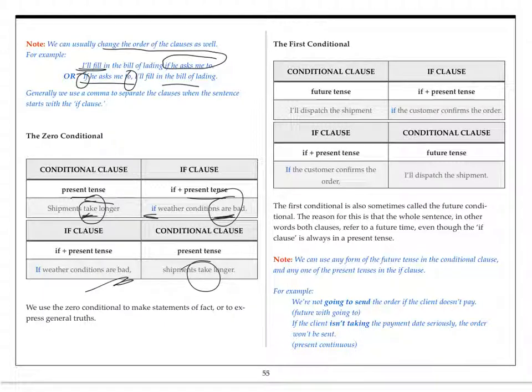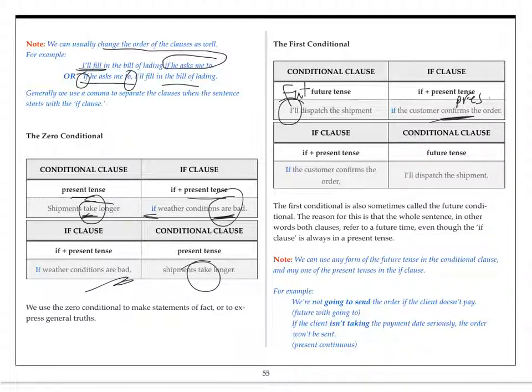So we use the zero conditional to make statements of fact or to express general truths. And remember that both clauses are in the present tense. In the first conditional, we use the future tense in the conditional clause and the present tense in the if clause. I'll, it's contracted, I'll dispatch the shipment if the customer confirms the order. So there you've got future, and here you've got present, right?